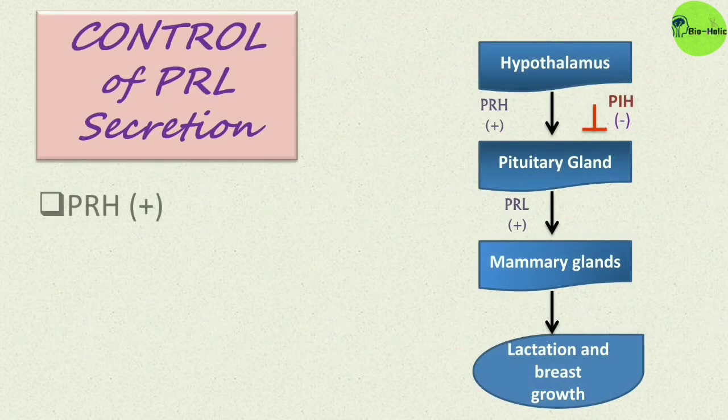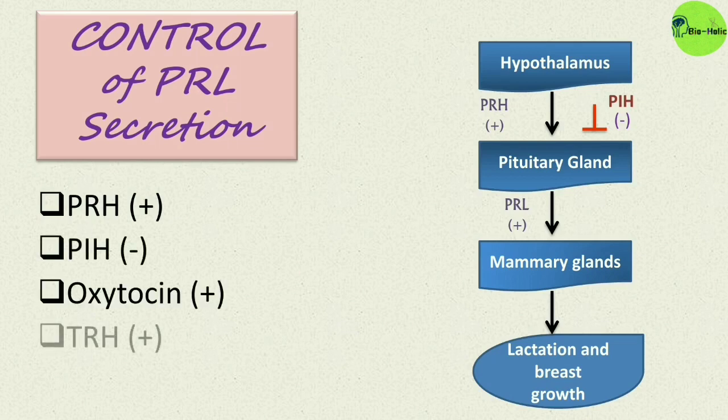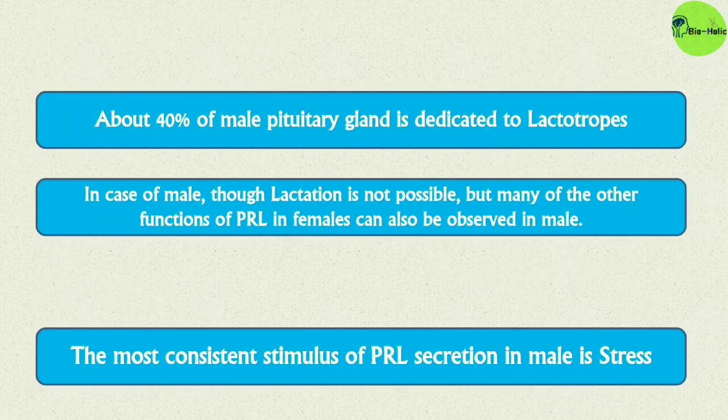Prolactin secretion is increased by the action of prolactin releasing hormone and decreased by prolactin inhibiting hormone. Oxytocin and thyroid releasing hormone also help to secrete more prolactin, and during exposure to stress, prolactin secretion is enhanced. If you think that prolactin is only secreted in female and not in male, then you are absolutely wrong.